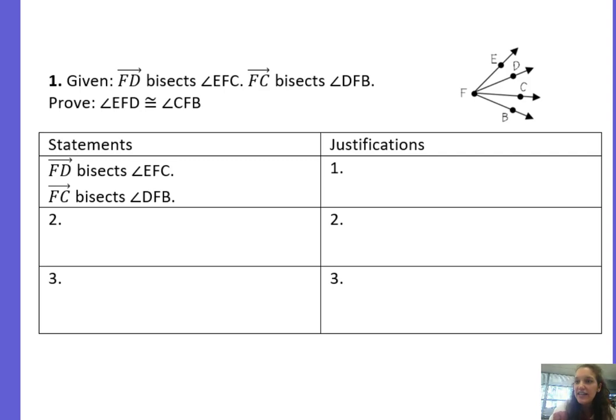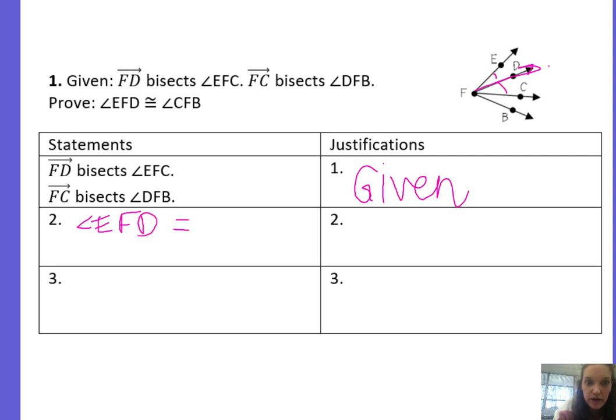So our given is that ray FD bisects angle EFC and ray FC bisects angle DFB. So that's our given. So FD bisects EFC. So that means that these two angles are congruent. So in our proof, I am going to say, oh, well, since FD is bisecting angle EFC, that means that angle EFD has to be congruent to angle DFC.